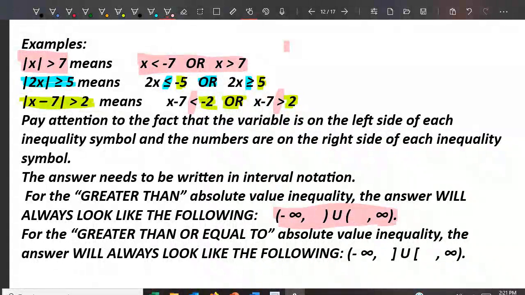If it's less than, you're going to have parentheses. If it's greater than, you're going to have parentheses. If it's greater than or equal to, you're going to have brackets. But it's going to set up like this every time. There's no other option. The answer will look like this all the time. Now let's work some examples.